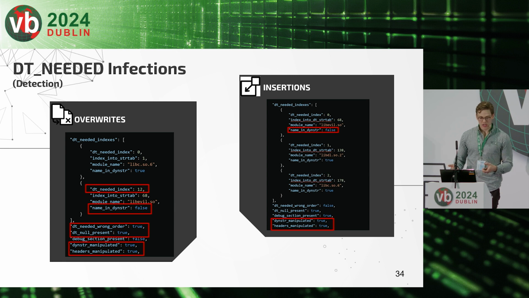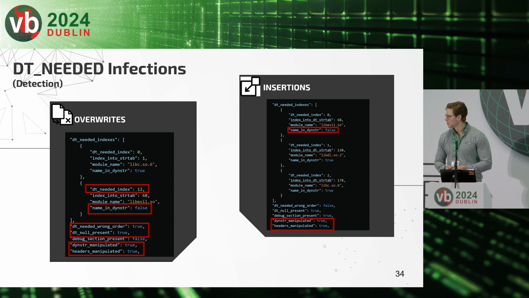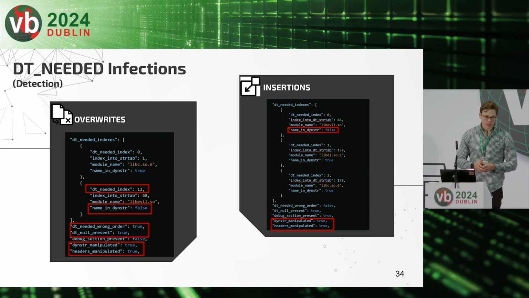And here's some example telemetry of a tool that I'm going to talk about in a little while. Basically, I developed this because we were having trouble detecting these types of techniques. On the left, I've highlighted where you can see a DT_NEEDED index of 12, whereas the previous index is 1, so there's a non-sequential order there. So that's like a big indicator. And on the right, we can see that the dynamic string table entry has been extended and the headers have been manipulated.